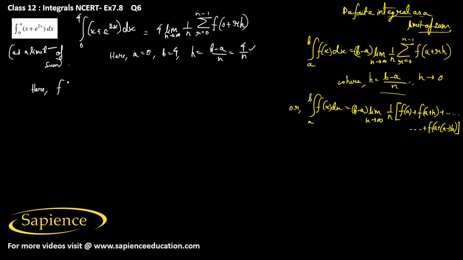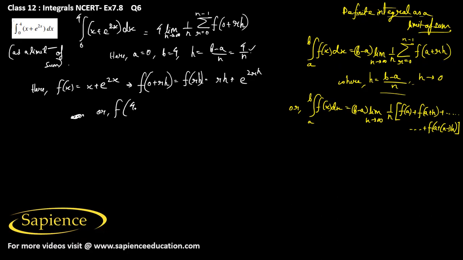And here you have to take the function f of x as x plus e power 2x. So therefore f of 0 plus rh is equal to f of rh, that will be equal to rh plus e power 2rh. Or we can say f of 4r by n, since h is 4 by n, is equal to 4r by n plus e power 2r into h, 4 by n. So that is 8r by n.